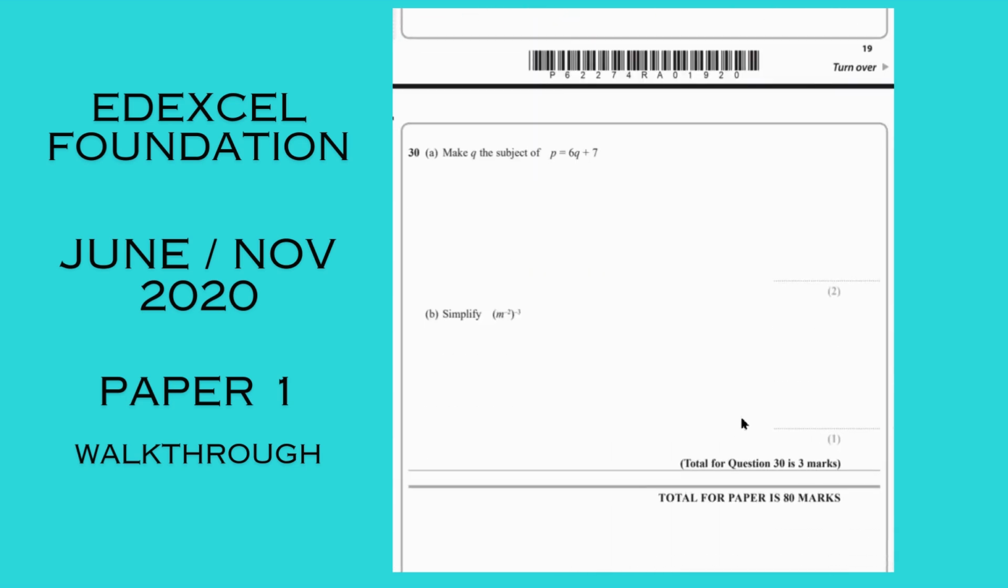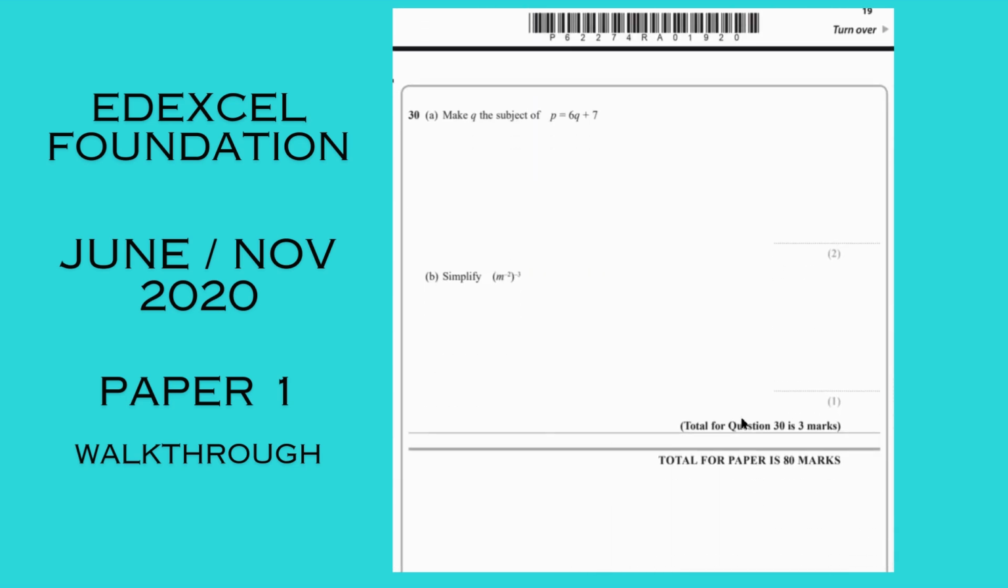Finally, some algebra to polish off. Make the subject means rearrange, which means do opposites. Subtract 7 from both sides. Divide both sides by 6. You're done.